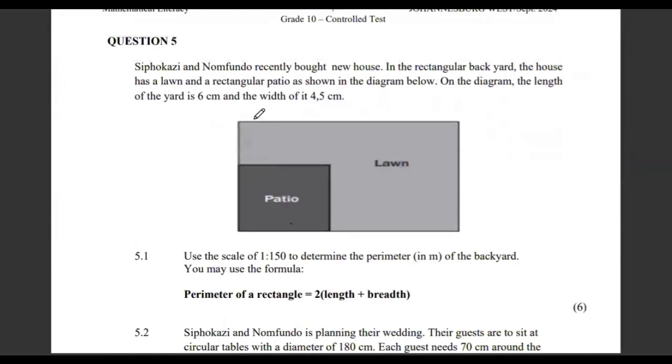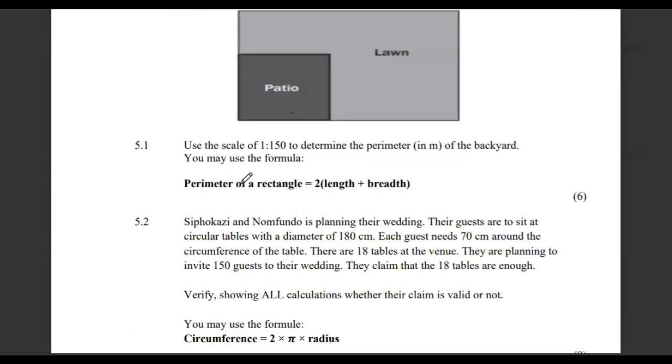Question number 5. The people here recently bought a new house with an integrated yard. So the yard is 6 by 4,5. Use the scale of 1:150 to determine the perimeter in meters of the backyard. Now, the moment you hear use the scale, that means we need the actual measurements.